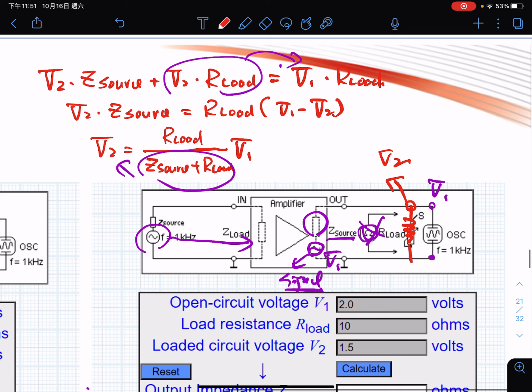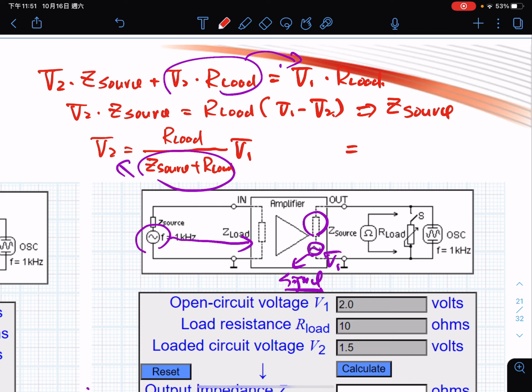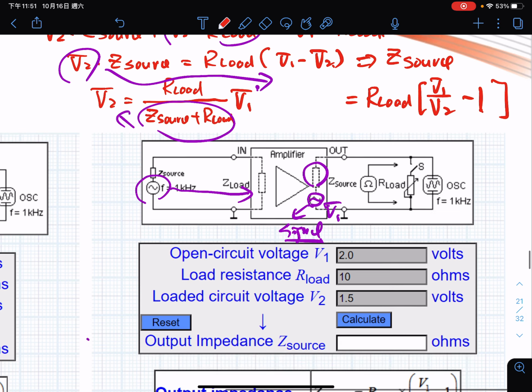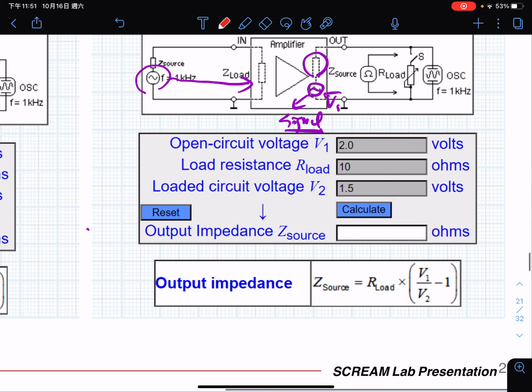Then we have Z source will be equal to, we divide by V2 here, so will be equal to R load times V1 over V2 minus 1. This one will be our output impedance.